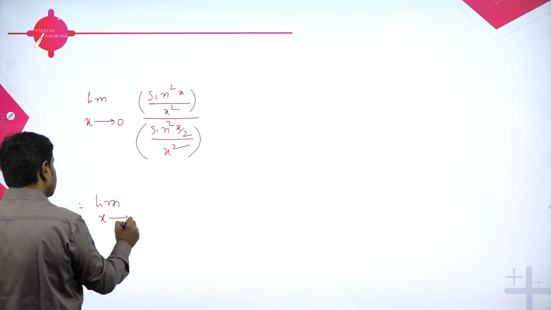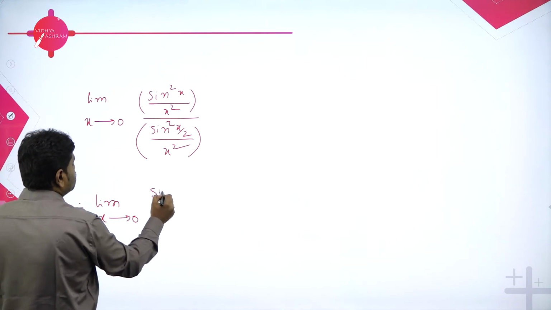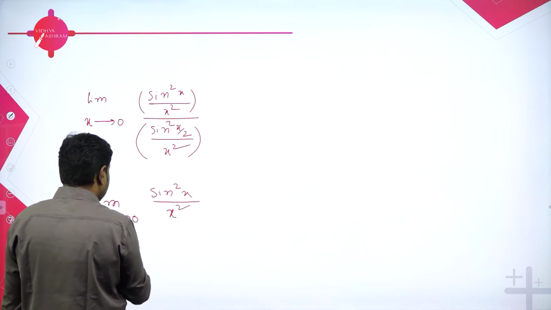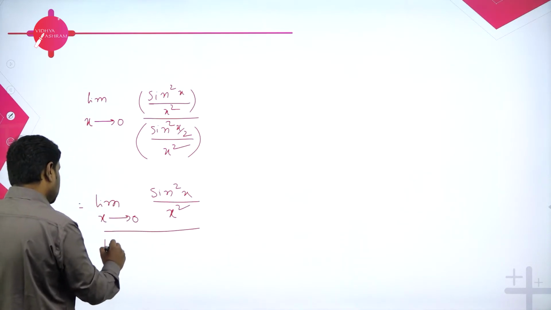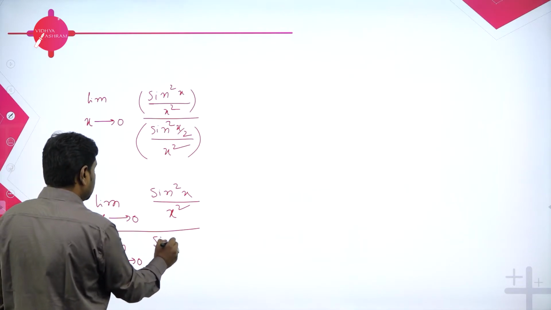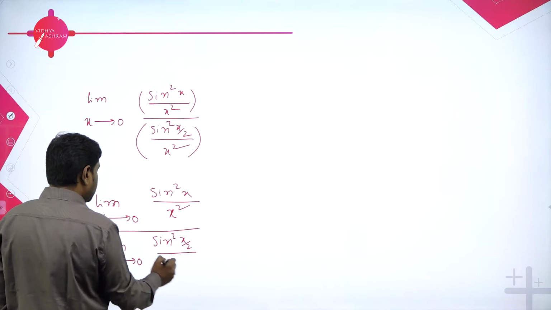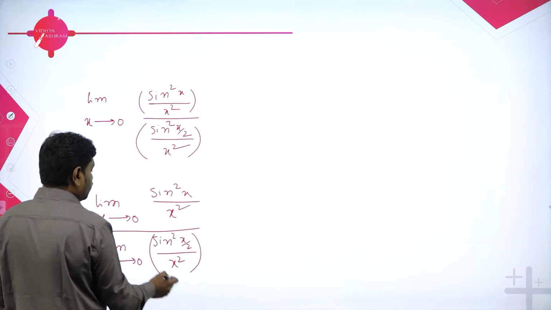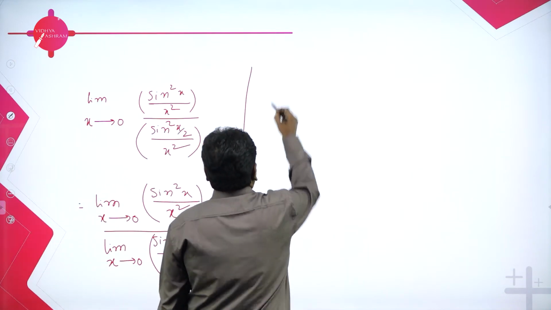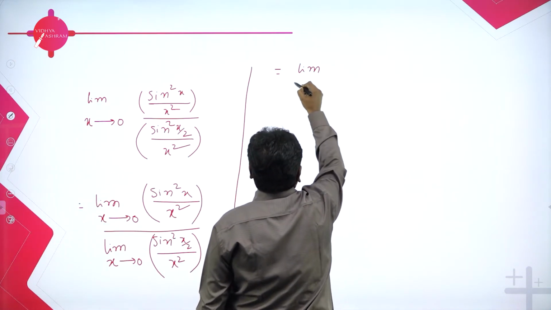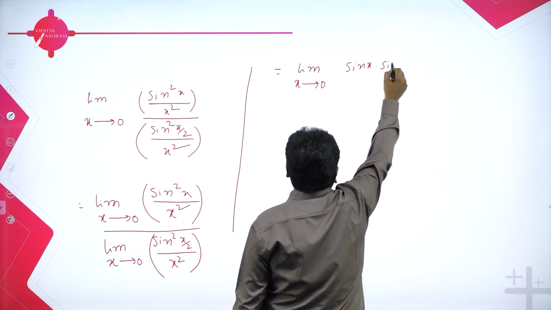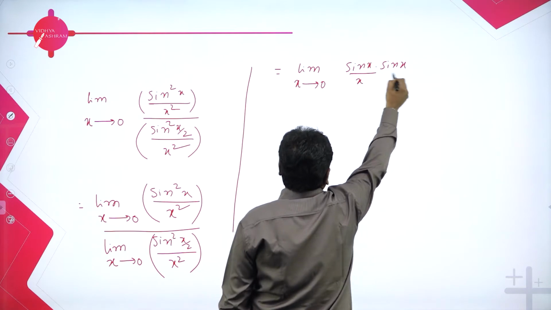Limit x tends to 0, numerator. What is numerator? Sin square x by 2, sin square x. And apply separately for denominator, that will be limit x tends to 0, denominator is sin square x by 2 by x square. Now to apply limit, this is in standard form. So I can write numerator as limit x tends to 0, sin square x, can I write it as sin x into sin x? Denominator x square, I'll write x into x.